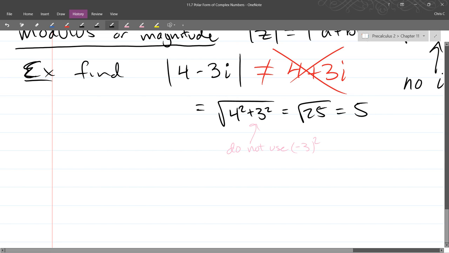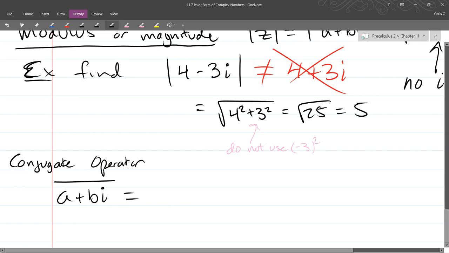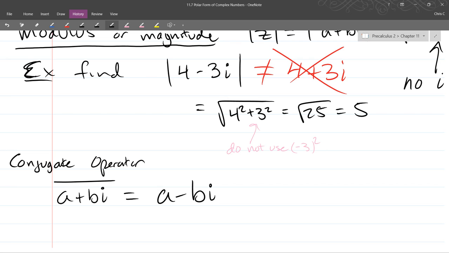So I talked about conjugates. Let's write the conjugate operator. It looks like a bar on the top. So that means conjugate. You make the imaginary part change signs.